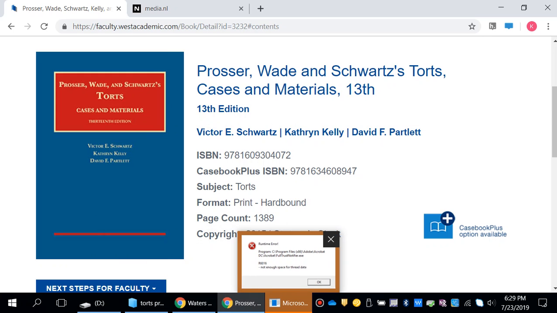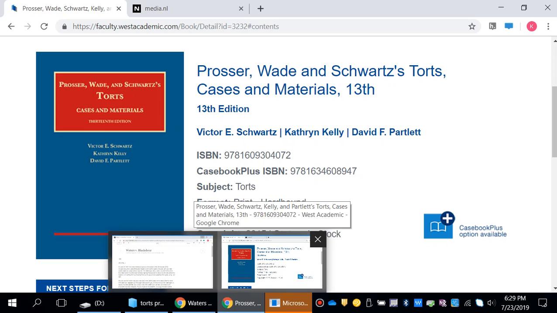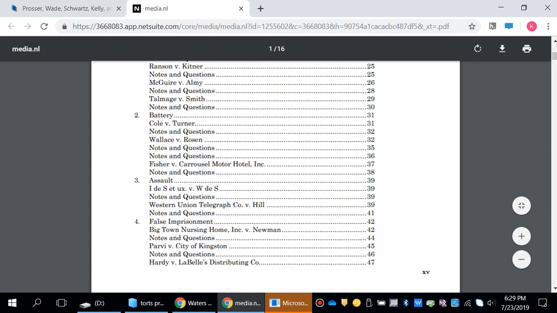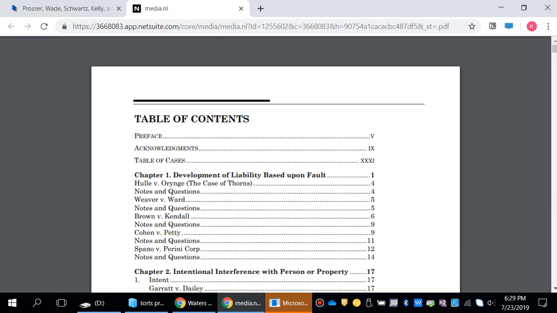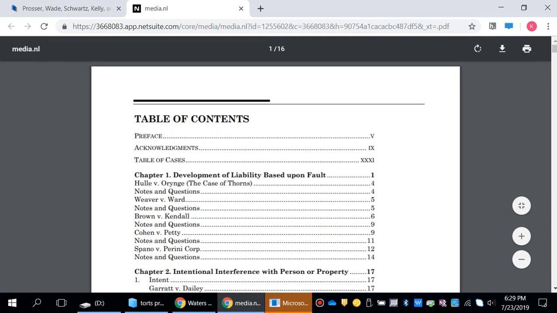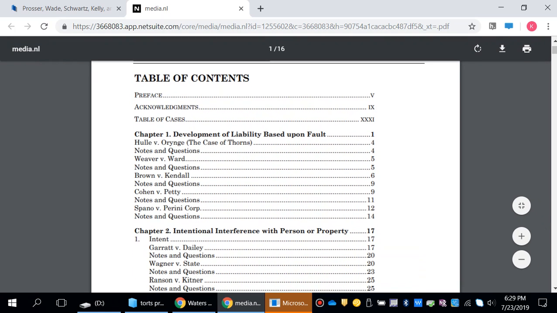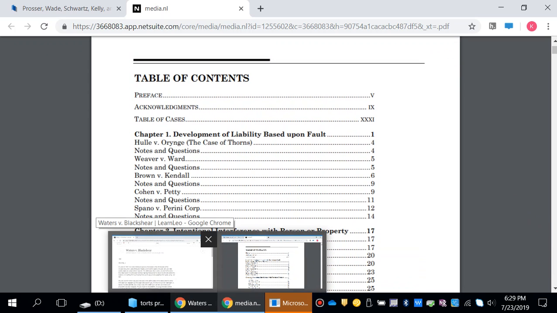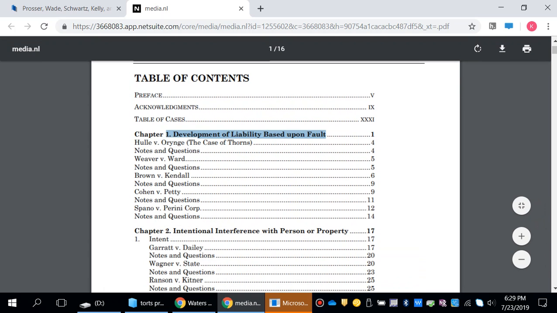So what I'm going to do now is take you to the table of contents in the torts book that I just showed you. The reason I wanted to take you to this table of contents first is because, when you're studying and using a casebook, I want you to organize your understanding of these cases. See, these are notes and questions, notes and questions. Those are materials that the casebook author uses to help you analyze and understand the cases. And these are cases. These are people's names.